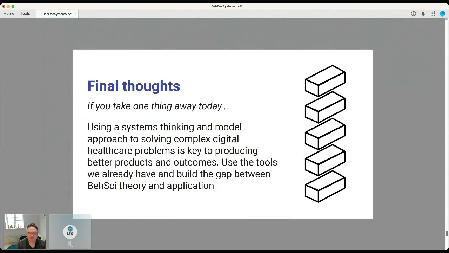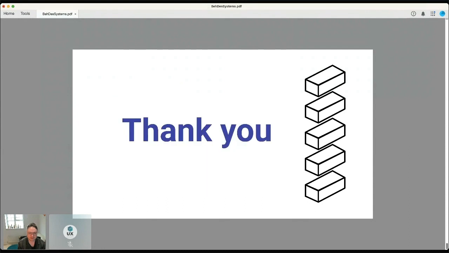So, final thoughts today. If you take one thing or 1.5 things away, I'd like you to think about this. Using a systems thinking and model approach to solving complex digital healthcare problems is key to producing better products and outcomes. We already have the tools, but let's work towards building the gap between applied behavioral science theory and application. Thank you, and that's it.